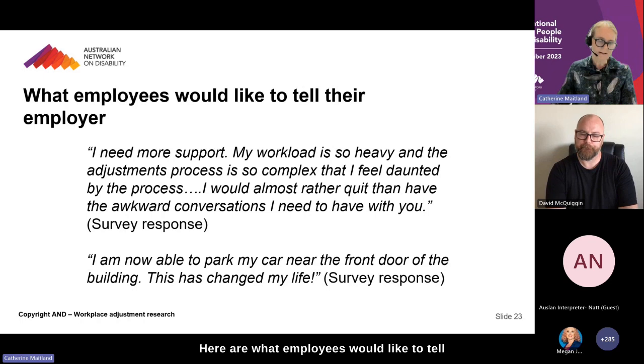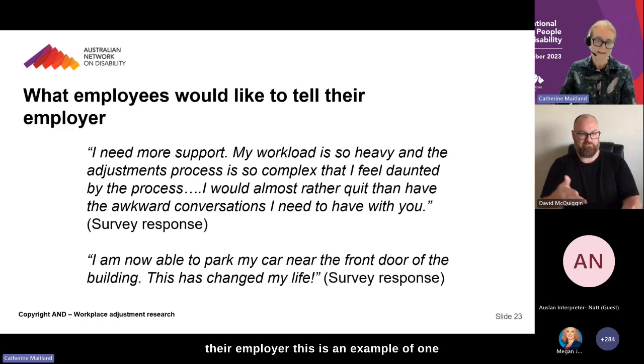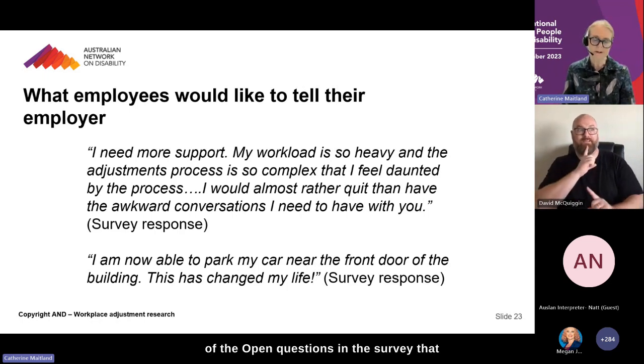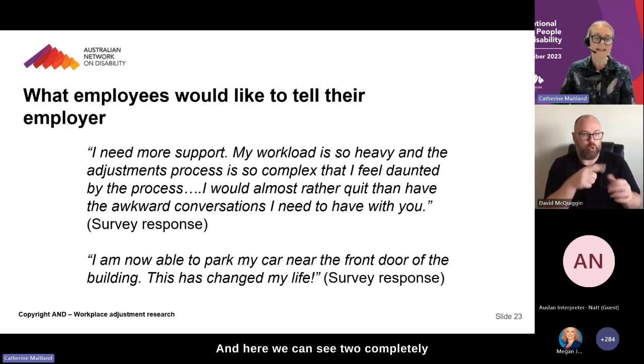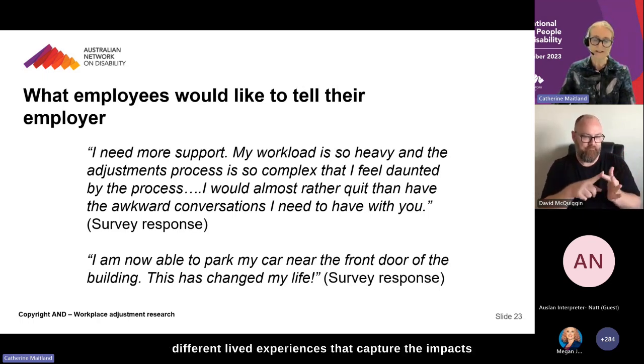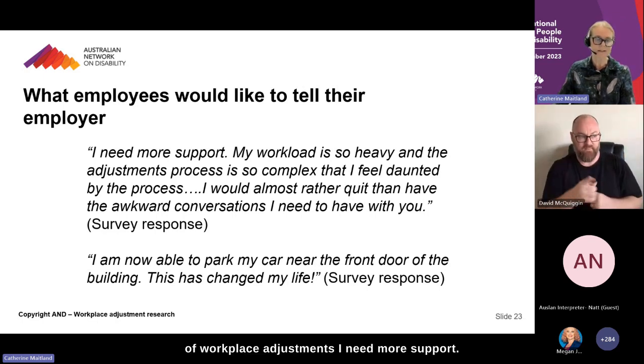Here are what employees would like to tell their employer. This is an example of one of the open questions in the survey that yielded a lot of very insightful qualitative data. And here we can see two completely different lived experiences that capture the impacts of workplace adjustments.